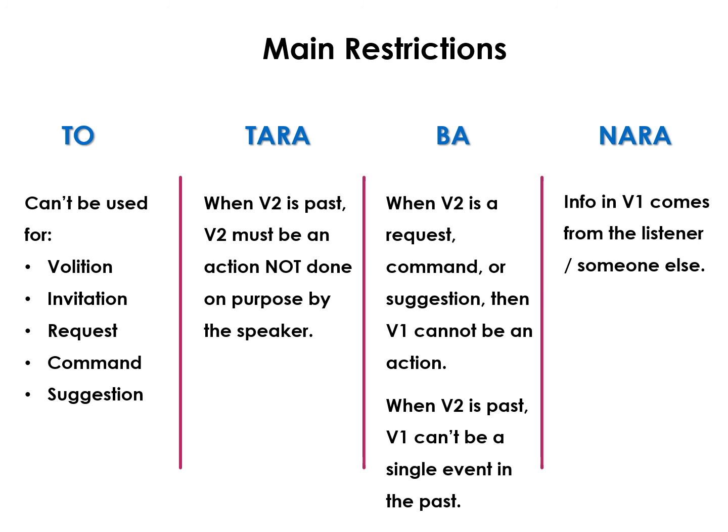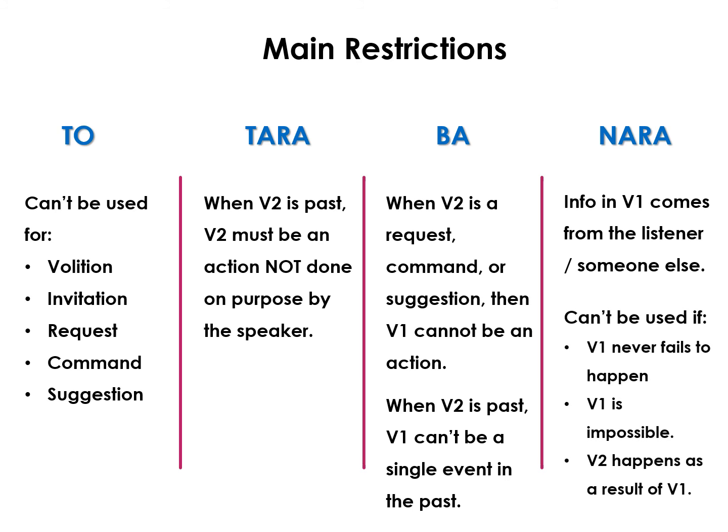And lastly, for nara, the biggest restriction is that information in the subordinate clause must come from the listener or someone else, and not from the speaker. And we have other minor restrictions, such as we can't use nara if V1 ever fails to happen, or V1 is impossible, or if V2 automatically happens as a result of V1. For details and examples of these restrictions, please see their very own lessons.